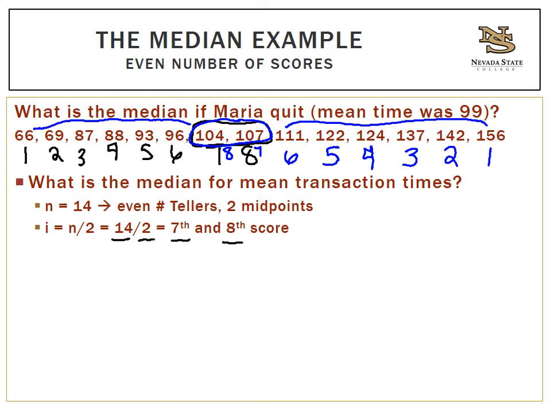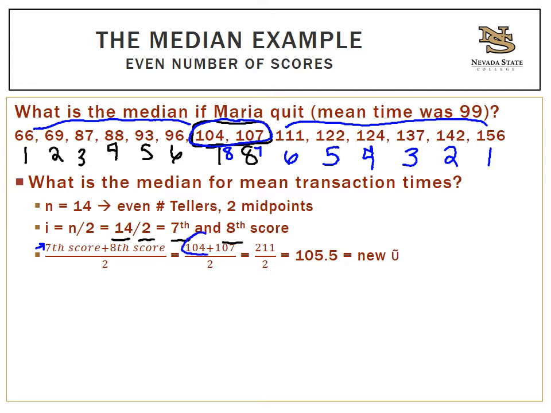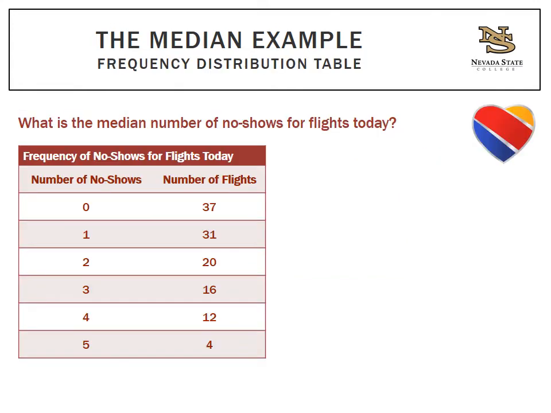It's our midpoint. So now let's take a look at what we do with those scores. So we find the mean of those scores, right? So we take the 7th score, not 7 plus 8, but the 7th score plus the 8th score, which in this case is going to be our 104 and our 107, right? These scores that we identified right here. We add those together, they get 211. We take the mean or the average of those by dividing by the fact that we have 2 scores that we're working with, and this is our new median. Notice I'm using the population because we're looking at all of the mean transaction times of all the tellers at Chase Bank.